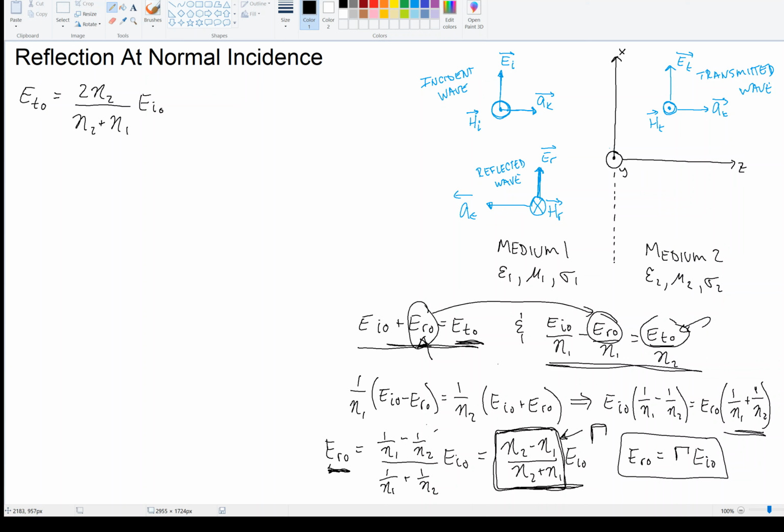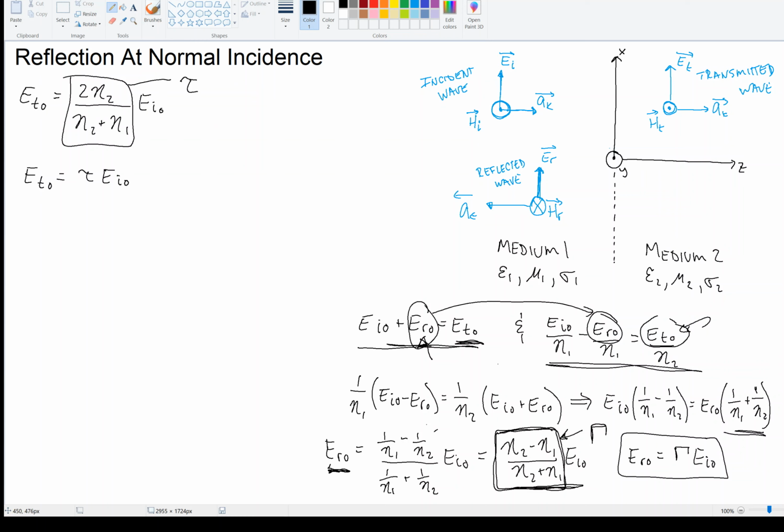And so again, we see that the transmitted amplitude is proportional to the incident amplitude, and this is the constant of proportionality based on the intrinsic impedances again. We're going to let the Greek letter tau, not to be confused with the time constant from circuits, be what's called the transmission coefficient, so that we can neatly write this relationship as ET0 is equal to the transmission coefficient times EI0, like that. Cool.